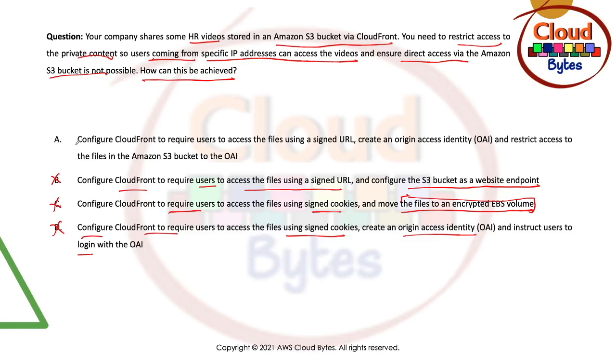If you look at option A, it says configure CloudFront to require users to access files using a signed URL, which is the same. Then you create an OAI, which is a user associated with your CloudFront, and restrict access to your S3 bucket to the OAI. So your bucket is still public and exposed, but the bucket is allowing access to only the OAI user, or the identity that is coming from CloudFront. So this option A is the correct option in this case.